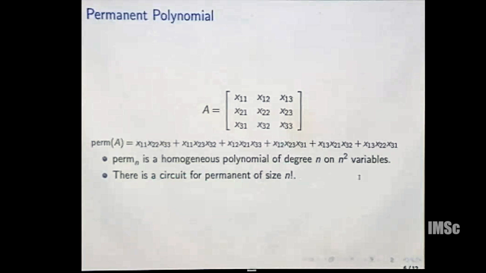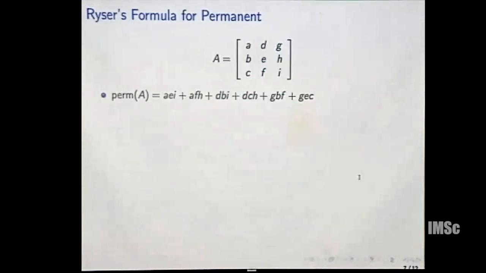So how do we compute the permanent? What we know currently is there is a circuit for the permanent of size n factorial. I want to ask, is there a better circuit?